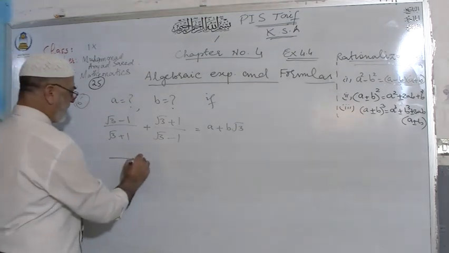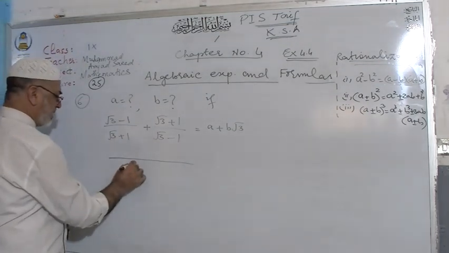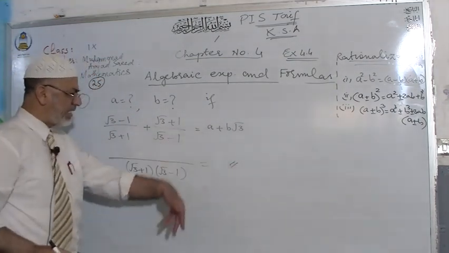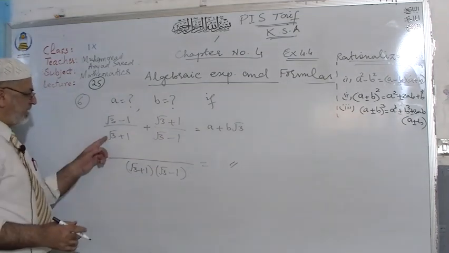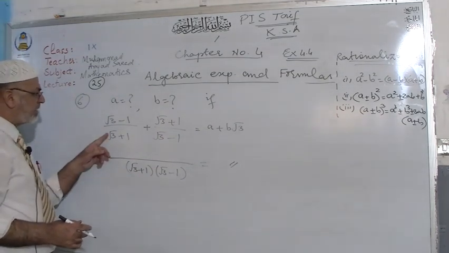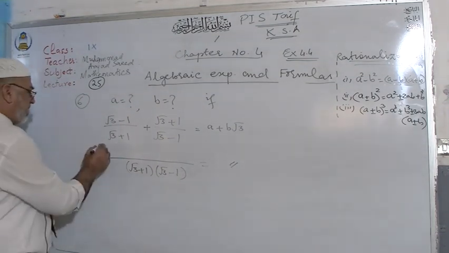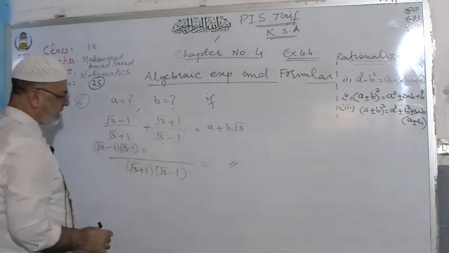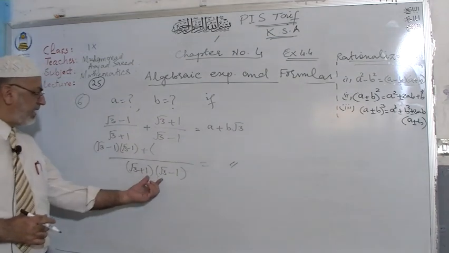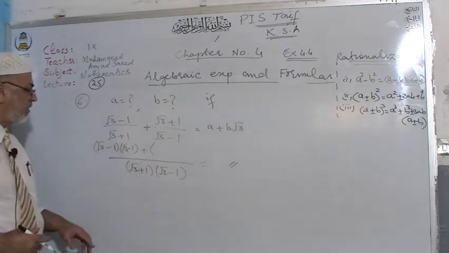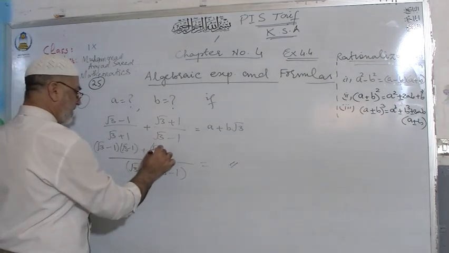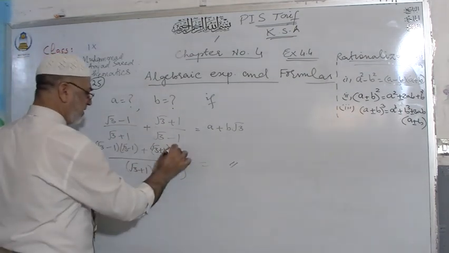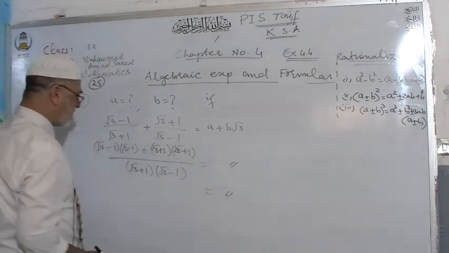Here you can take left hand side as LCM, root 3 plus 1, root 3 minus 1. They are different. Right hand side as it is. Divide this number by this. Root 3 plus 1 is cancelled with that. Root 3 minus 1 is multiplied above: root 3 minus 1, root 3 minus 1. Then plus. Now it is divided by this one. Root 3 minus 1 cancelled out, and we are left with root 3 plus 1. And there is another root 3 plus 1, that one. Right hand side as it is.